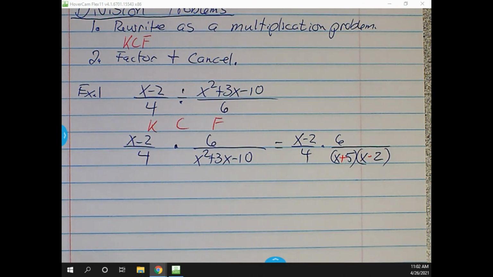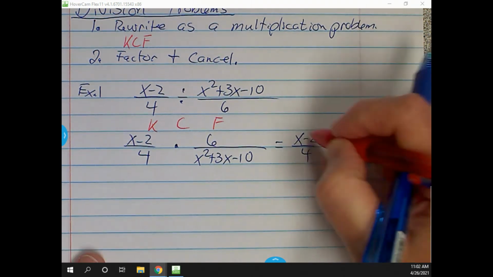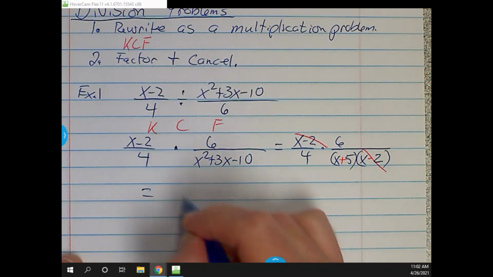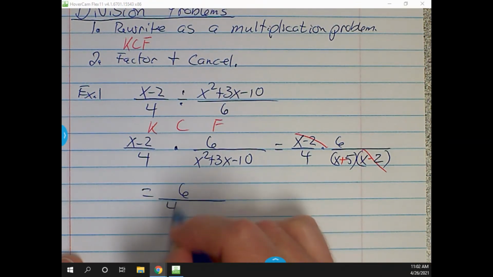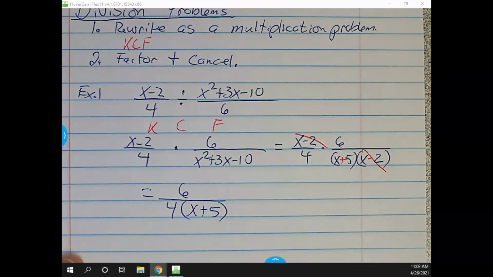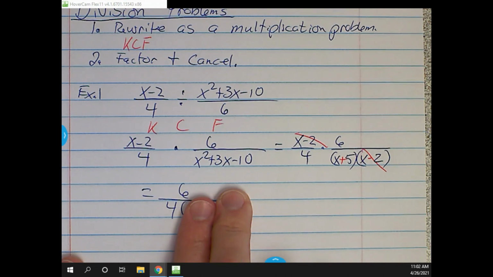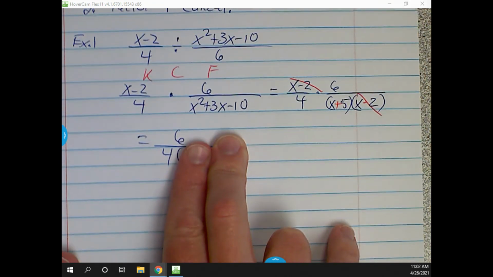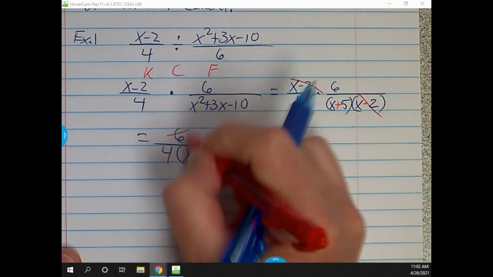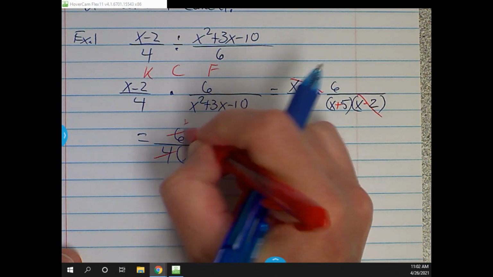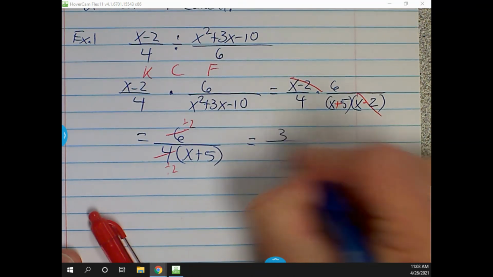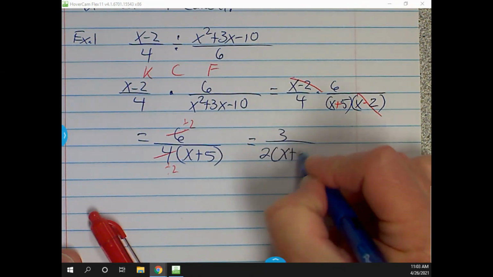All right, so everything's factored as much as you can. Now you can cancel out the x minus 2's. The one other small thing you can do that will sometimes sneak up on people is that if this is your answer, remember that if that x plus 5 wasn't here, if it was just 6 over 4, you could divide both of those by 2. So you've got to go ahead and do that same thing here. Go ahead and divide both of these numbers by 2, and make that 3 over 2 times x plus 5.